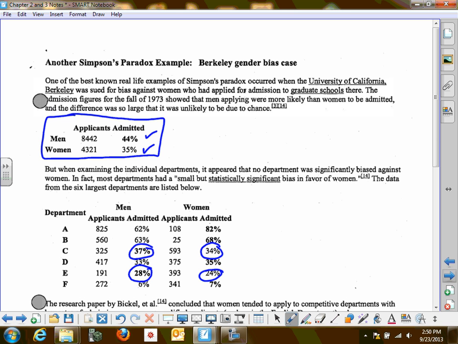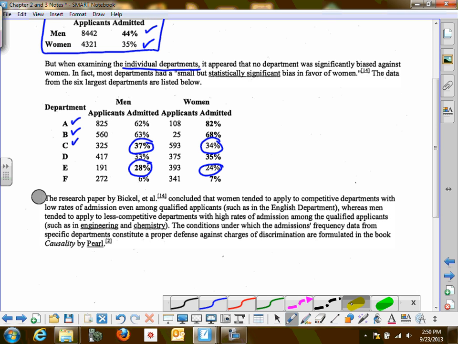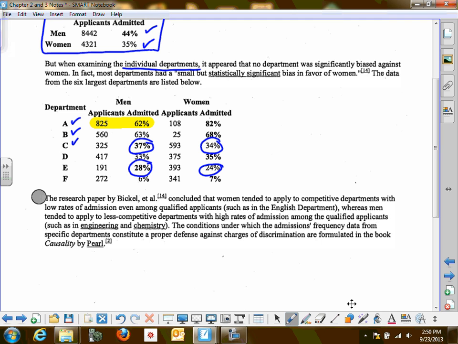But what happens is when you look at the individual departments, because you go to college for whatever you choose to major in, like arts or business or chemistry. Look at what happens. This first one says there were 825 applicants in this and 62% were admitted. However, of the 108 women applicants, 82% were admitted. So in fact, which gender had a higher admittance rate? Women. The same thing with the second one.